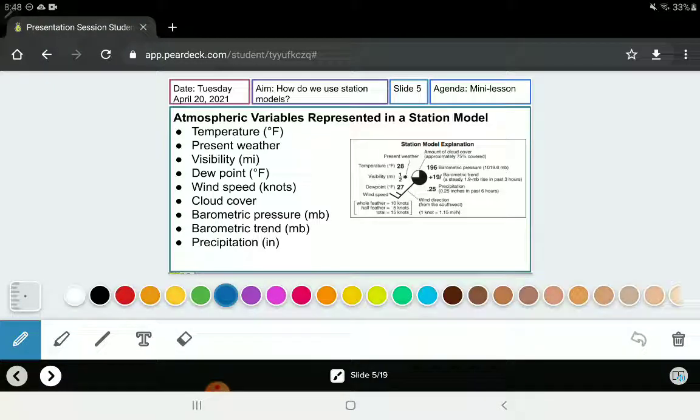So atmospheric variables represented in a station model are all of these things. The only thing that you're going to have to write down are these actual units. We have degrees Fahrenheit for temperature, miles for visibility, degrees Fahrenheit for dew point, knots for wind speed, millibars for pressure, millibars for trend, and inches for precipitation.